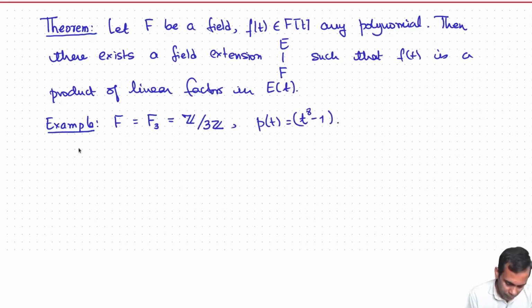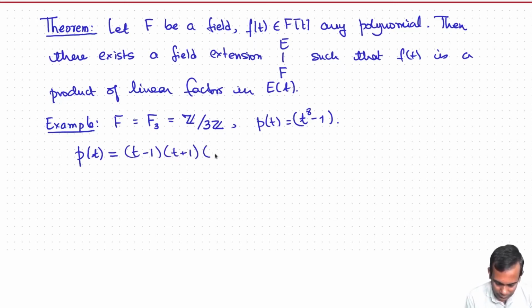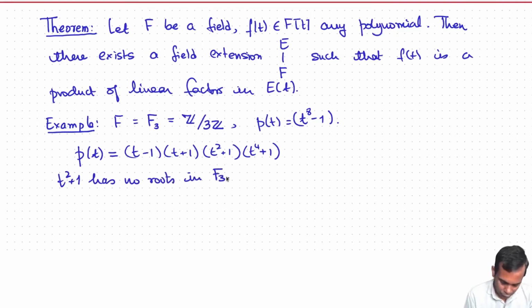Okay, then p(t), let's try to factorize it as much as I can. So it has a factor t minus 1. t minus 1 into t plus 1 is t squared minus 1. t squared minus 1 into t squared plus 1 is t to the power 4 minus 1. t to the power 4 minus 1 into t to the power 4 plus 1 is t to the power 8 minus 1. Now you can easily check that t squared plus 1 has no roots in F3. So in fact, t squared plus 1 is irreducible.